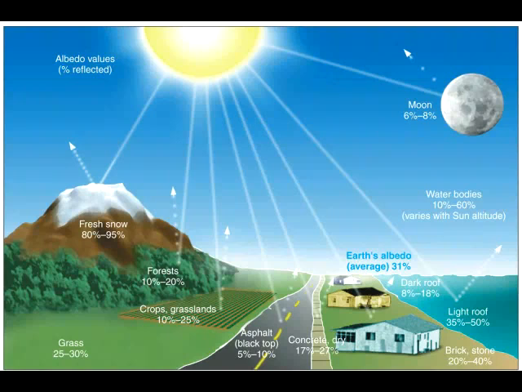Dark surfaces have a low albedo. For example, asphalt roads have an albedo of 5 to 10%. They will absorb most of the incoming radiation and heat up. Light surfaces have a high albedo. For example, fresh snow has an albedo of 80 to 95%. They will reflect most of the incoming radiation. The average albedo of the Earth is 31%.